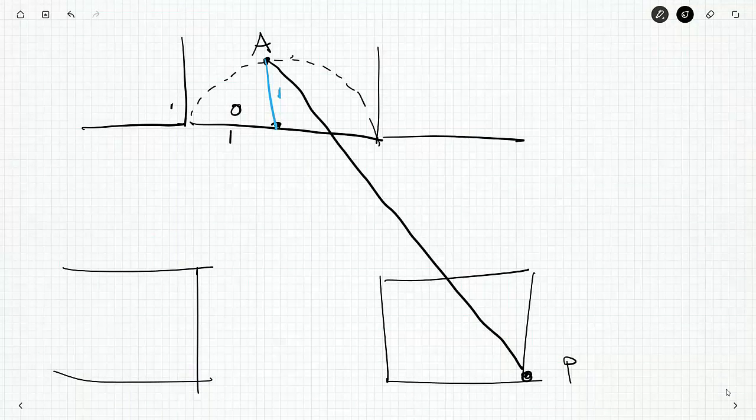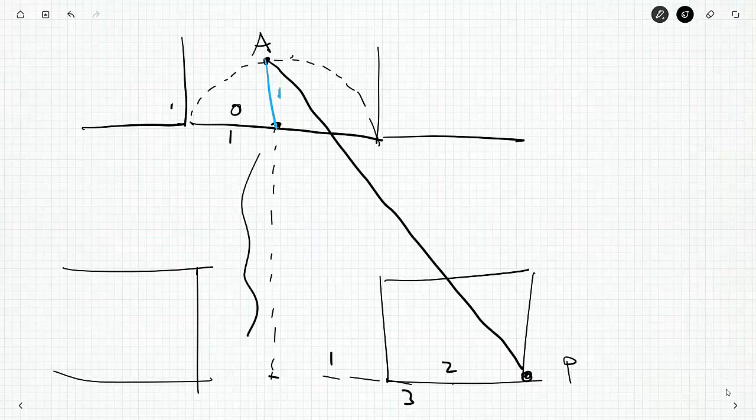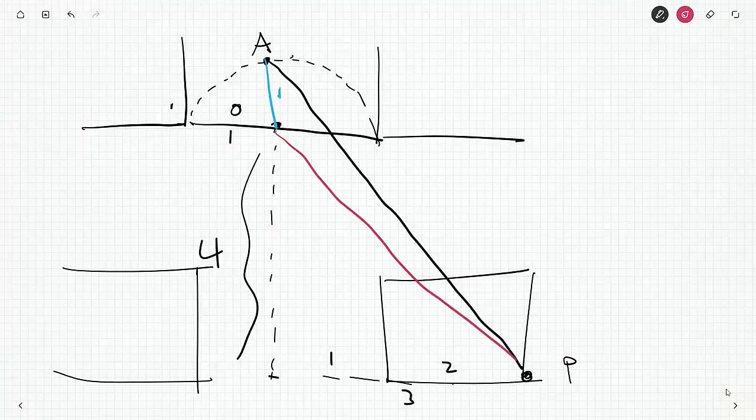But more importantly, O to P is a 3, 4, 5 triangle. We go over by 3, 2, and then another 1 for the radius. And then up by the same 4 we had when we did 4 plus Q. And so that tells me that OP is 3 squared plus 4 squared square rooted, or 5. This is a very common right angle triangle that we should know.